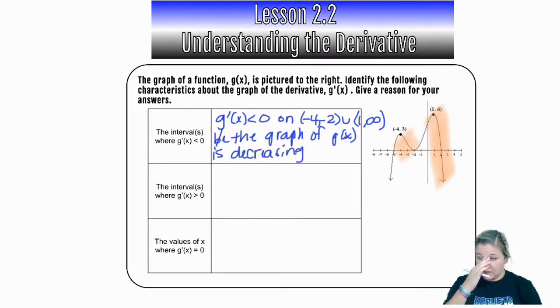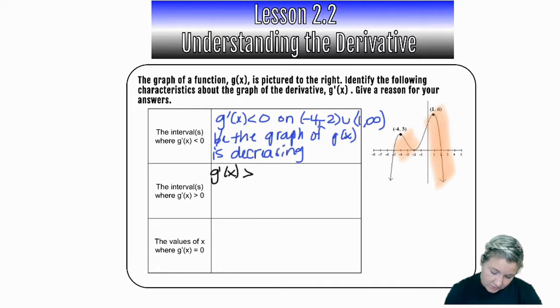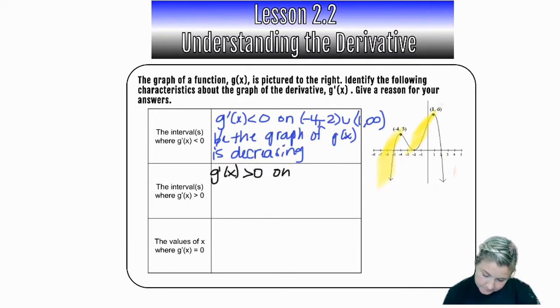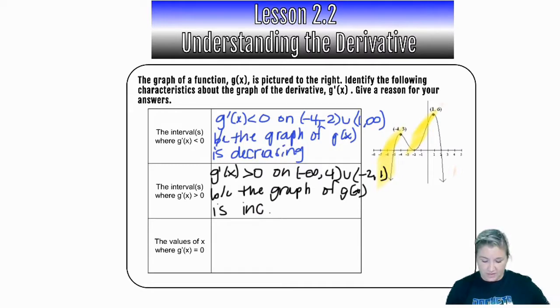The graph is decreasing for those values. So then g prime of x, the derivative of g, is going to be greater than 0 on our increasing pieces here. It's going to be from -infinity all the way up to -4, and then -2 up to 1 there, because g of x is increasing there.